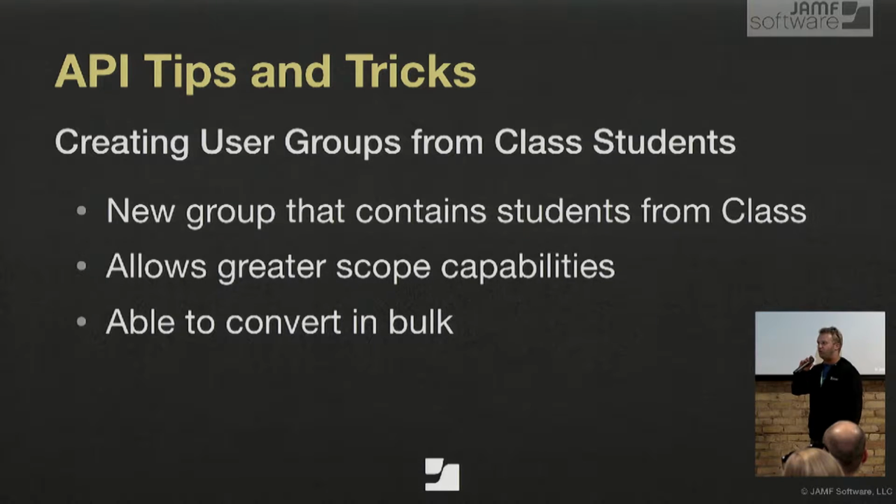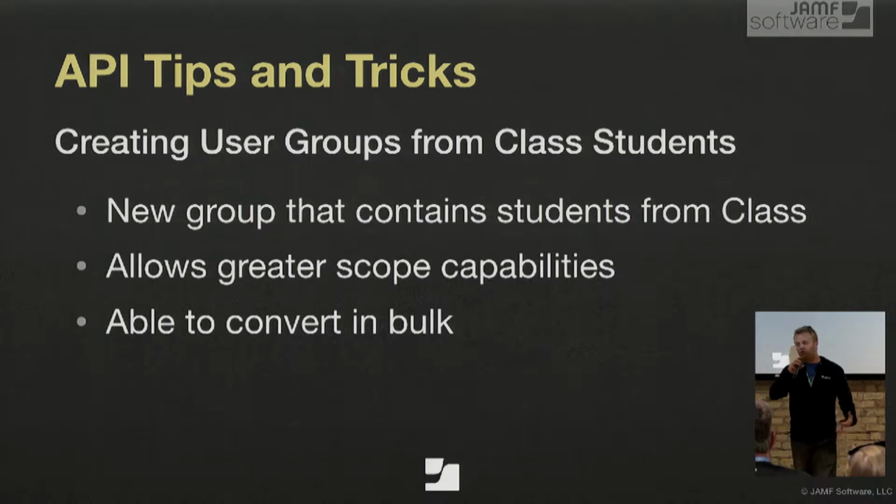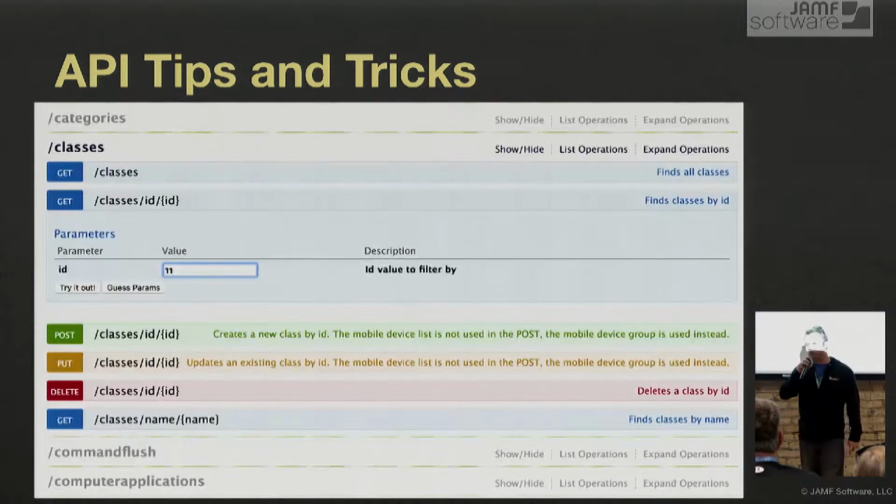Due to the location of these classes in Jamf, lying under mobile devices, there are things that we may want to scope to users, and we're not able to use the classes for that. So we can create a new group that contains all of the students from a class using the API. It's going to allow some greater scoping capabilities, and we're able to do this in bulk.